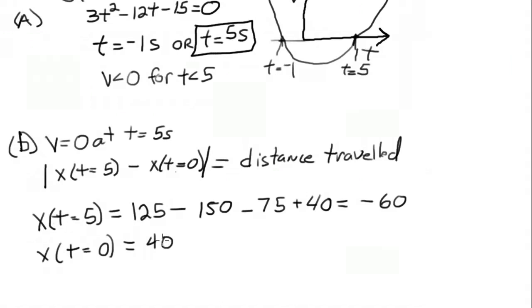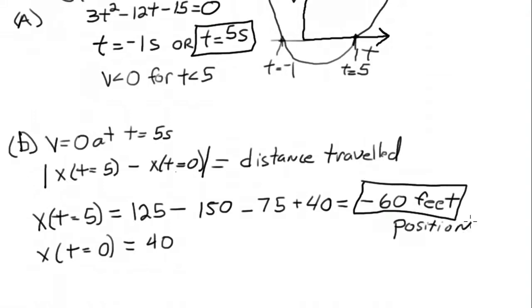So to answer part B, the position at t equals 5 is minus 60, and we're in feet. There's our position. And the distance traveled was the difference between those two, minus 60 minus 40, that's minus 100, so it traveled 100 feet. That was the distance traveled.